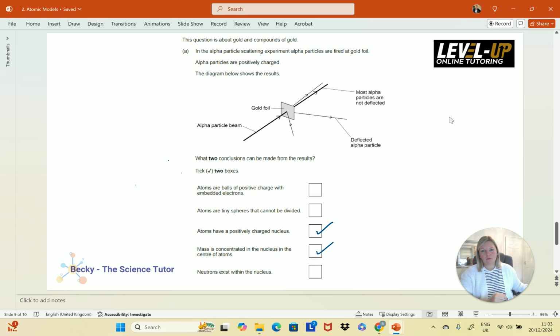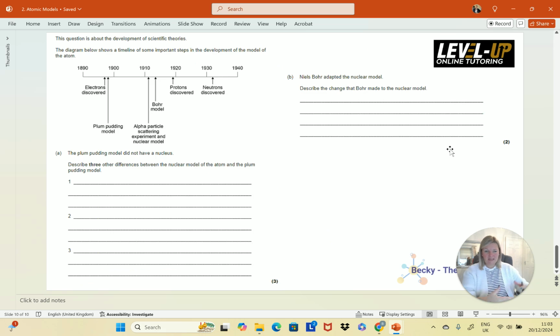Okay, and then finally, this is what most questions are like. Most of them ask you to describe the difference between the nuclear model, which is the nucleus with electrons around the outside, and the plum pudding model, which is more of a solid model. Now, a little bit of an exam tip here, for questions like this where it says describe 3 other differences between the nuclear model.